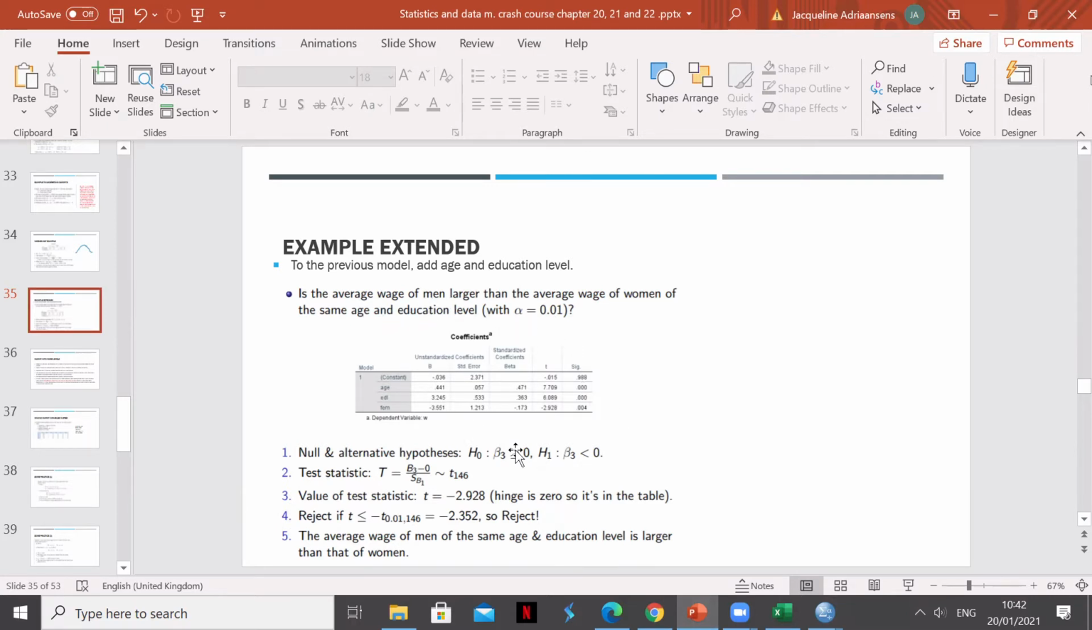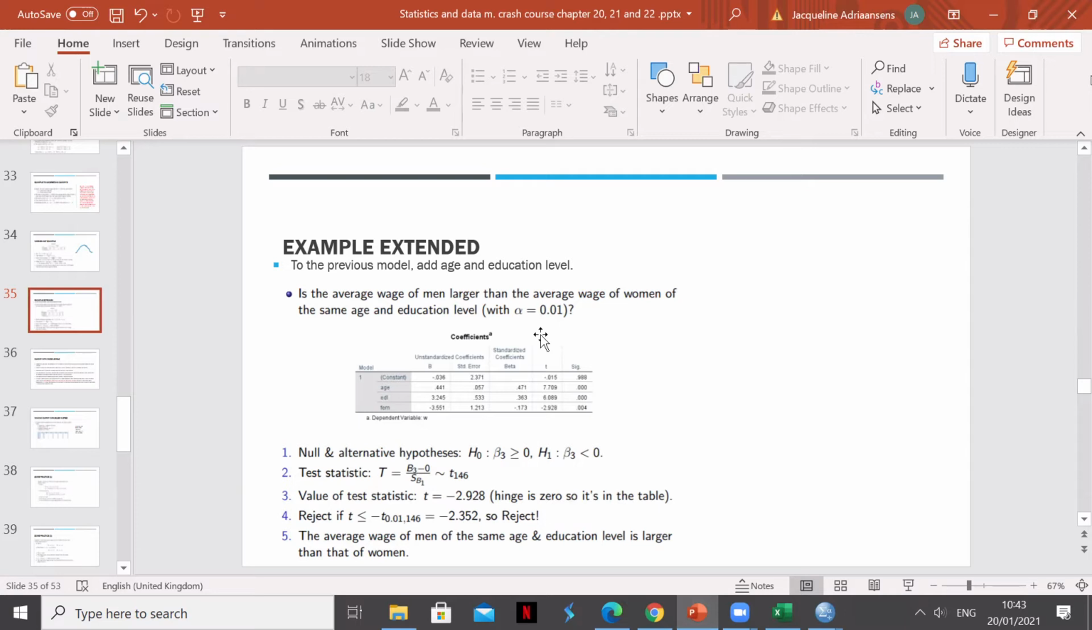What are we going to test? We are going to test if the average wage of men is larger than the average wage of women of the same age and education level. So what should be our hinge? Larger than. It doesn't say larger than 6. It doesn't say larger than -3. So you take 0 as a hinge. Why do you take 0 as a hinge? Because that proves that if it's larger than 0, it's non-zero, and thus it's larger.